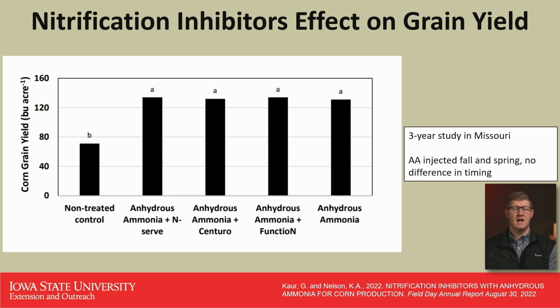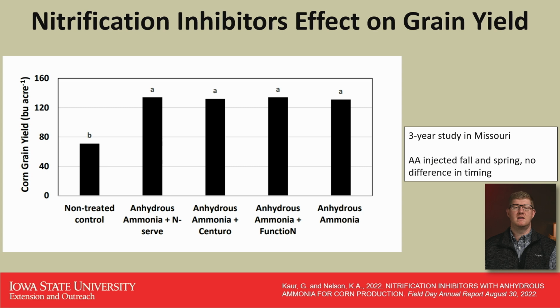So along the x-axis there on the bottom, the non-treated control, that is actually where they put no nitrogen at all. And then moving from left to right, you have anhydrous plus Instinct, anhydrous plus Centuro, anhydrous plus Function. So remember, that's that DCD product that has a little bit of sulfur in it. And then anhydrous with no inhibitor at all. And then you have grain yield in bushels per acre on the left.